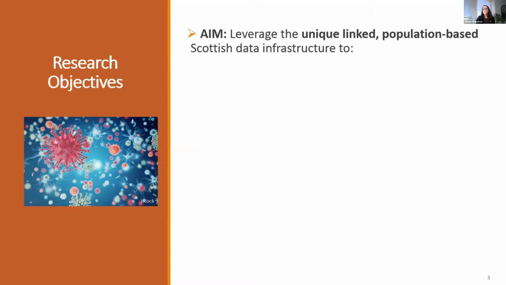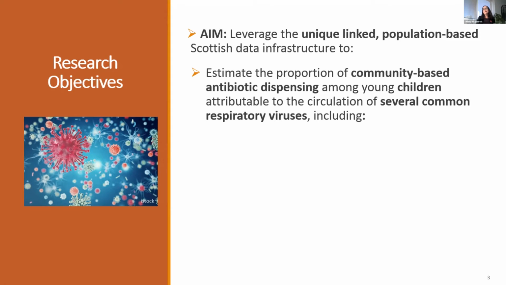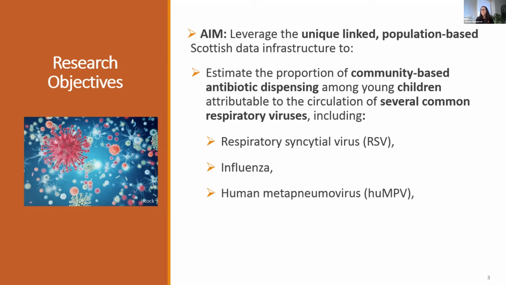So with this in mind, we took the opportunity to leverage this really unique population-based data infrastructure for the population of Scotland. And we used this to estimate the proportion of community-based antibiotic dispensing among young children, which could be attributable to the circulation of several common respiratory viruses. And these included respiratory syncytial virus, or RSV, influenza, human metapneumovirus, and several human parainfluenza viruses. So if you're not familiar, these are the most common respiratory viruses that circulate each year. And particularly RSV is the most common cause of pediatric respiratory infections.